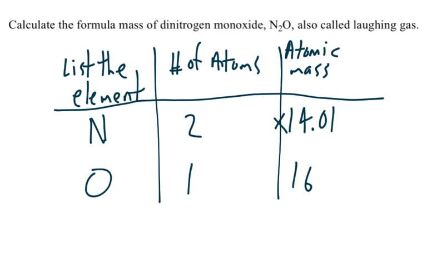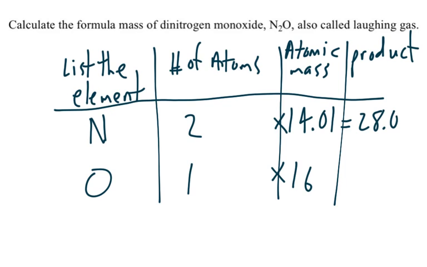We're going to multiply these 2 numbers to get our final column. So 2 times 14.01 is going to be 28.02. Then we're going to multiply 16 times 1, which is simply 16. And then our last step is to add these 2 numbers up that we have here.